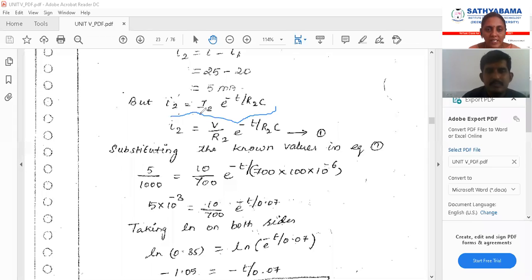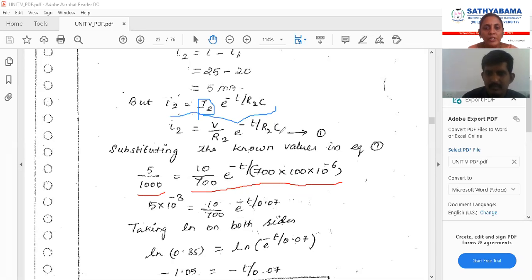Now what is this capital I2? We have to define this I2 with respect to voltage. So I2 is equal to V by R2. Voltage is given, resistance is given, so directly we can substitute and get the values. In this expression, I2 we are substituting from here. I2 is 5 milliamps, so we take that as 5 into 10 power minus 3. Voltage is given in the question, so V is equal to 10. R2 is also given. We are just substituting that value, 700, into e power minus t. We are only going to find out t. This is going to be the instant of time.